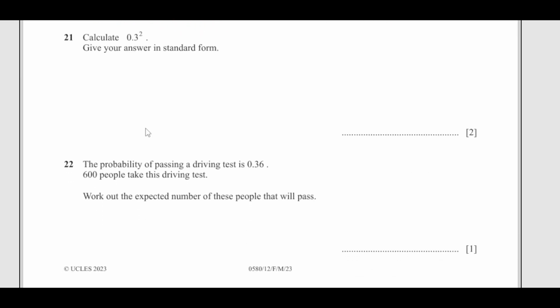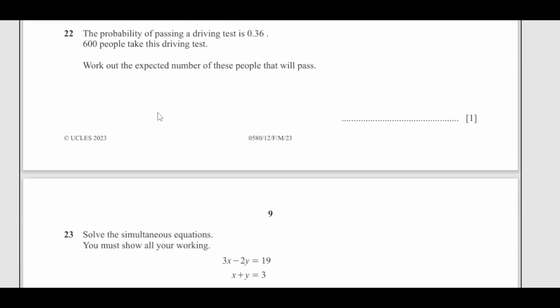Number 21. Calculate 0.3 squared and give your answer in standard form. So 0.3 squared means 0.3 times 0.3. Which will be 3 times 3 is 9, 2 decimal places here, 0.09. To write in the standard form, 9 times 10 raised to power minus 2. Simple.